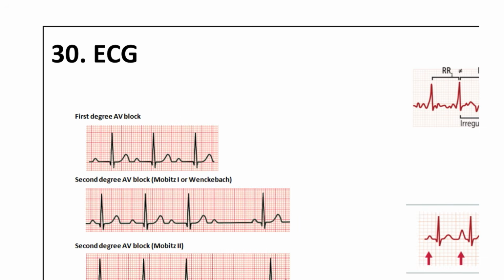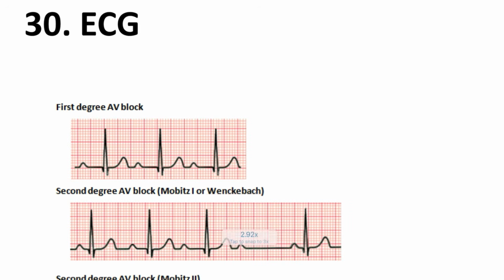Next, moving on to the ECG. First, we will be discussing two important ones. One is sinus bradycardia. Sinus bradycardia is less than 60 beats per minute.